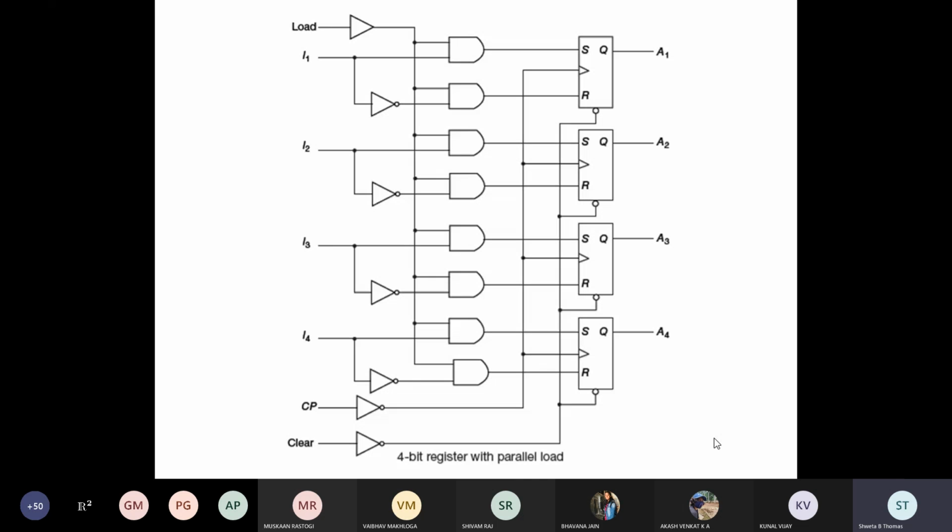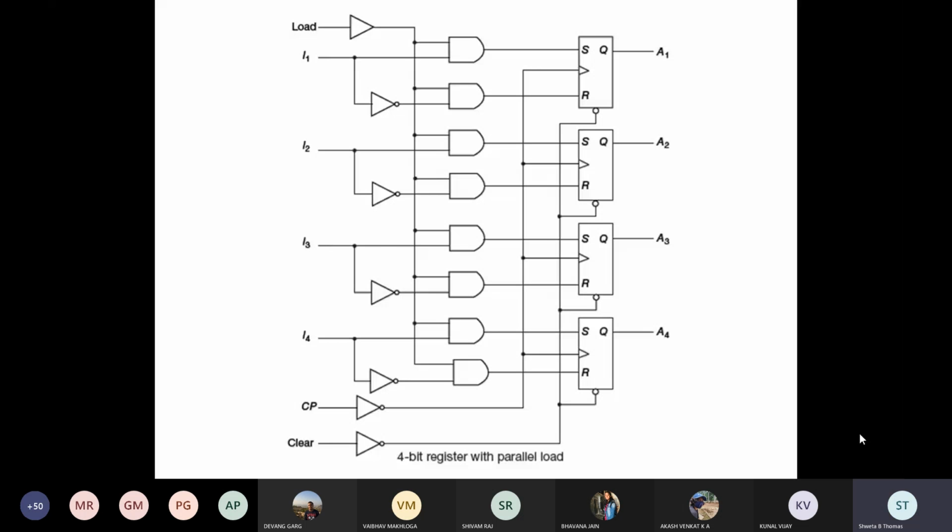Ma'am, what's the function of clear? Clear input is important to clear all the flip-flops. Clearing all the flip-flops means whatever input information is stored, if you want to clear it suddenly, that can be done with the help of this clear input. That's it. This is the new input given here, so it acts as a buffer, you can say.